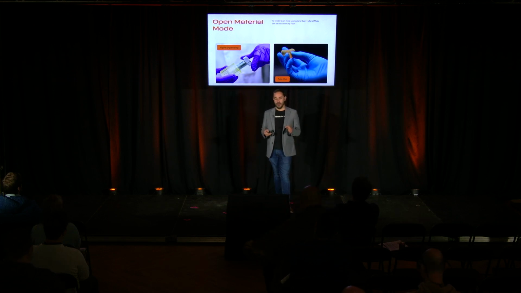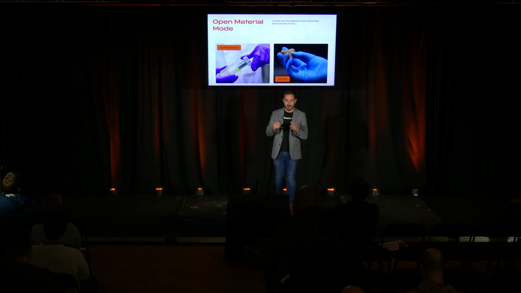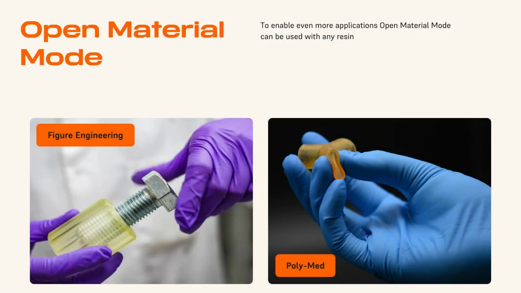Then jumping on, one really awesome thing that we've done this year is open material mode. We make a lot of different materials here at Formlabs, but we're not going to be able to make a material for absolutely every single niche that exists. So the way that we're going to continue to grow and continue to enable people to print more things is to enable them to make their own materials for their particular applications. And open material mode is our way of doing that.